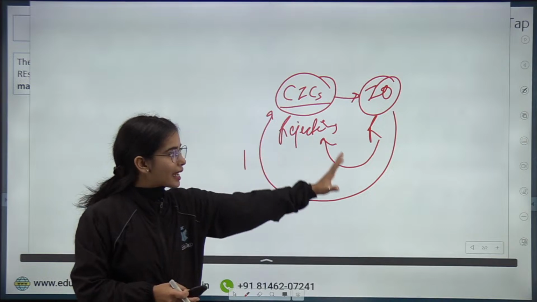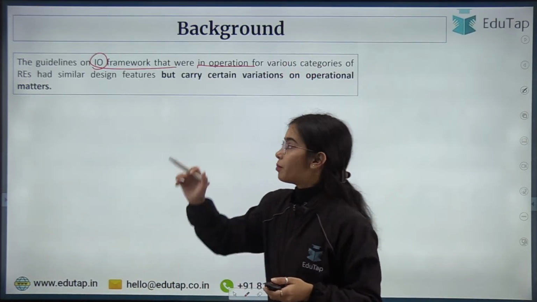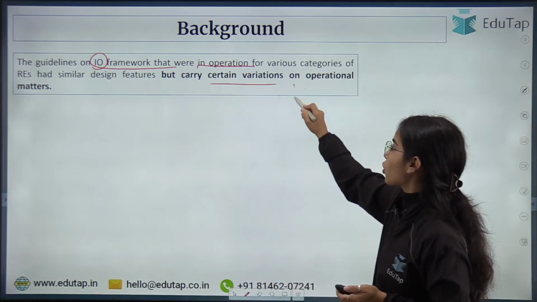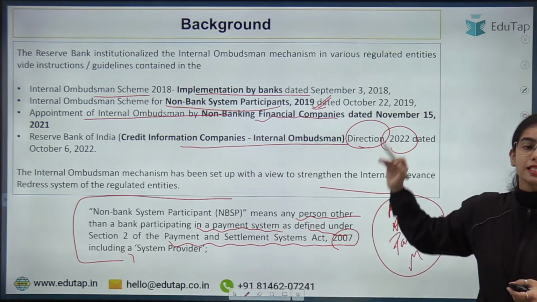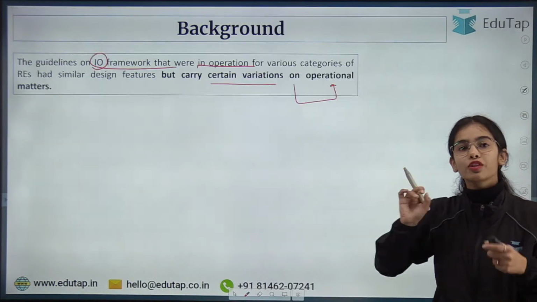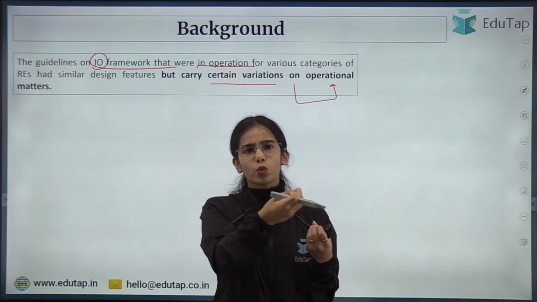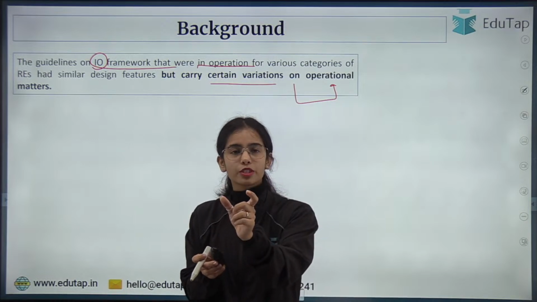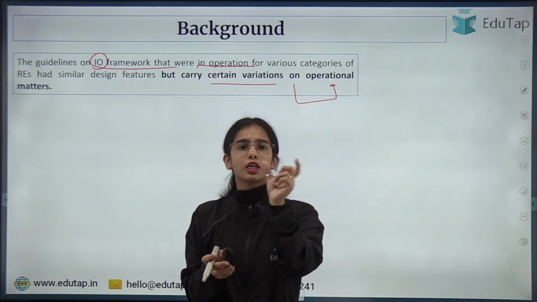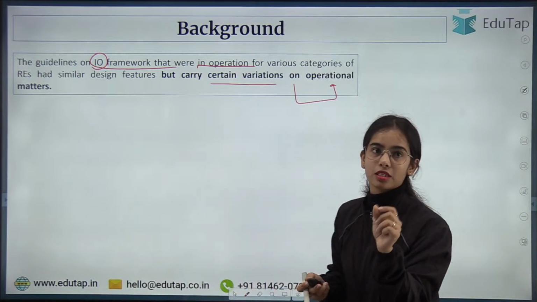Now the design is the same, but there were operational differences, because there were different guidelines that were released in different time periods. So there was some difference in operational matters: what will be the timeline of the internal ombudsman, what will be the tenure, how the appointment will happen. So there was certain variation on the operational matters.